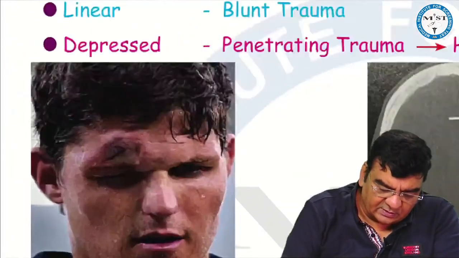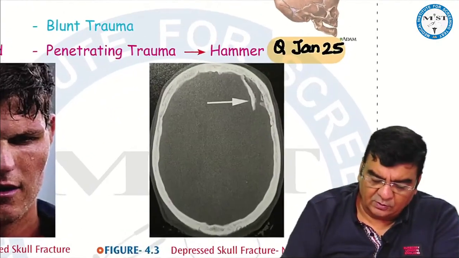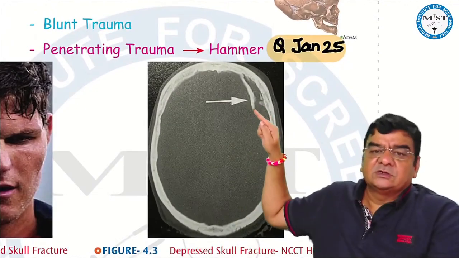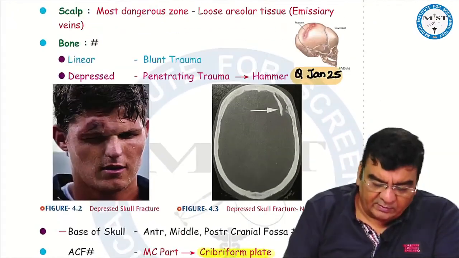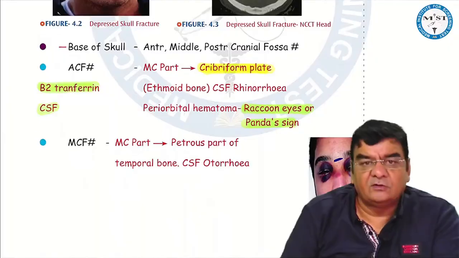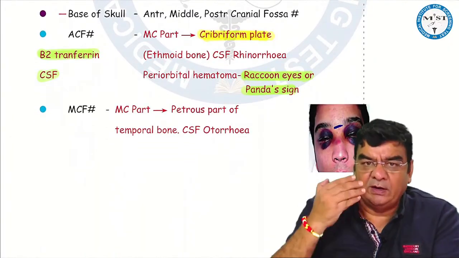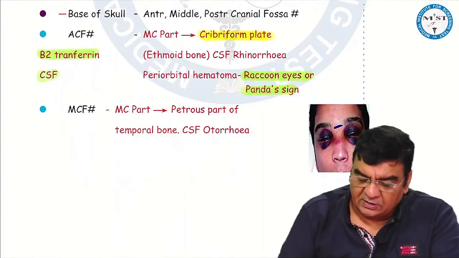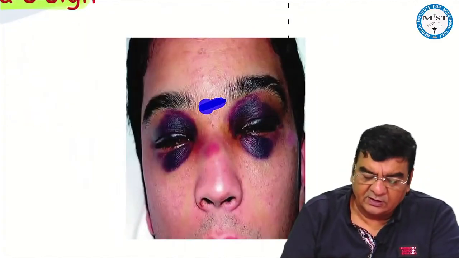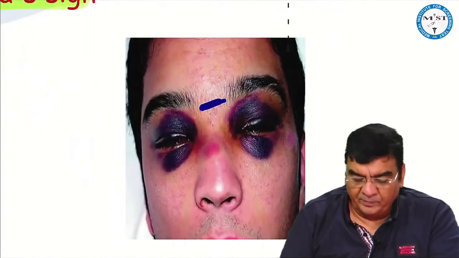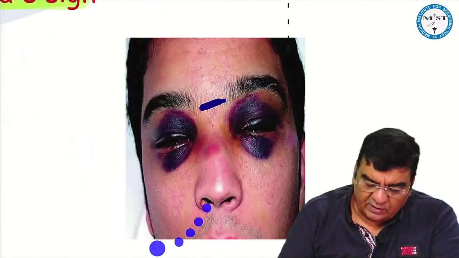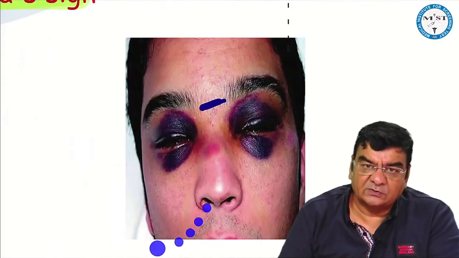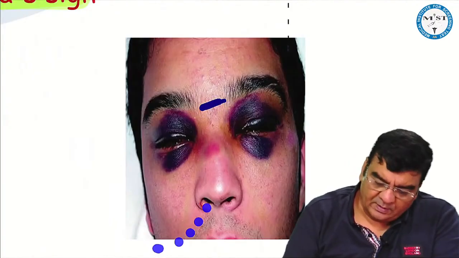A depressed fracture is seen with a penetrating trauma, like maybe a hammer injury, and this is going to cause a depressed skull fracture. We can come across base of skull fractures. The base of the skull can be divided into anterior, middle, and posterior cranial fossa. The most common part injured in the anterior cranial fossa is the cribriform plate in the ethmoid bone. This can lead to CSF rhinorrhea, which is confirmed by beta-2 transferrin and the target sign or halo sign.